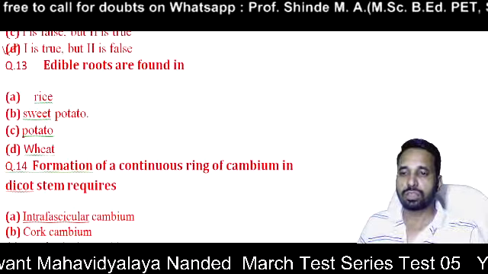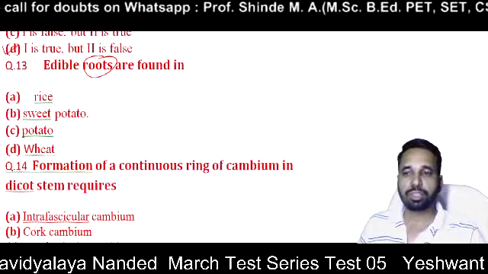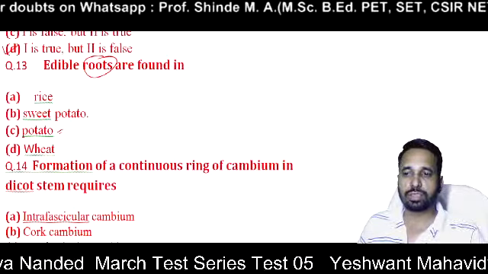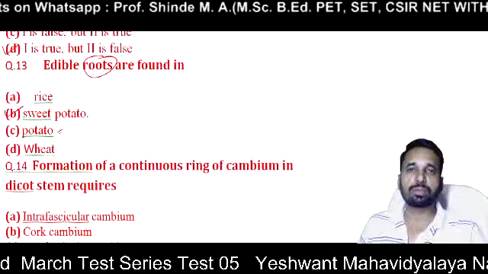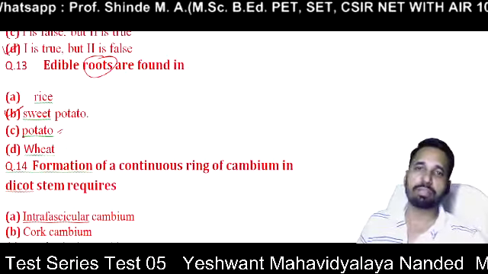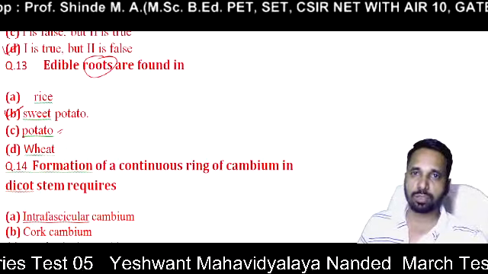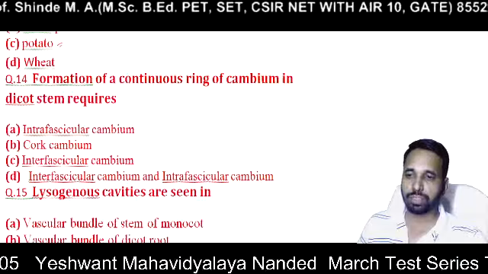Next one, edible roots are found in: rice, sweet potato, potato, wheat. Remember, roots is what we are talking about, not the stem. So potato is a stem, so it must be the sweet potato. Somebody may confuse potato and sweet potato. Remember, sweet potato is a root modification.